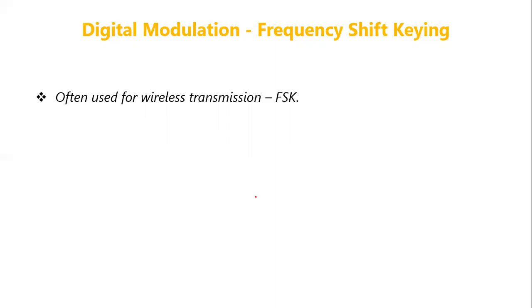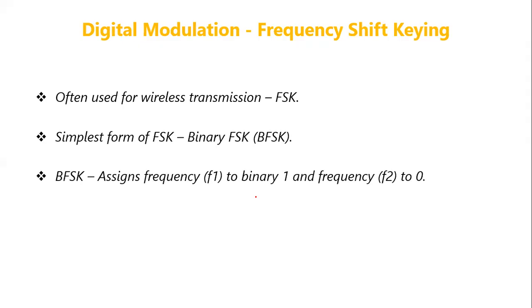And this is the most commonly used technique for wireless transmission. Frequency shift keying is the most commonly used technique for wireless transmission. The simplest form of frequency shift keying is called binary frequency shift keying. In binary frequency shift keying, 1 and 0 are represented with different frequencies, in any order. So 1 is represented with the frequency f1 and 0 is represented with the frequency f2.